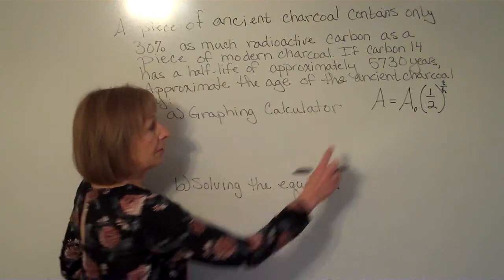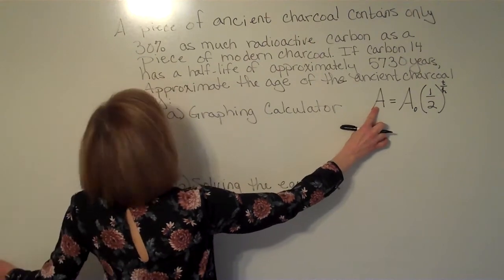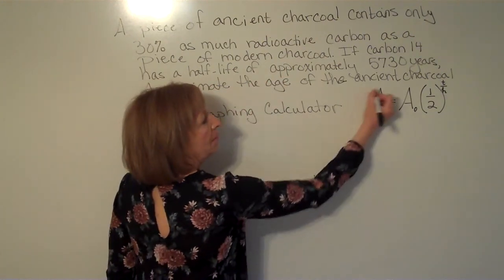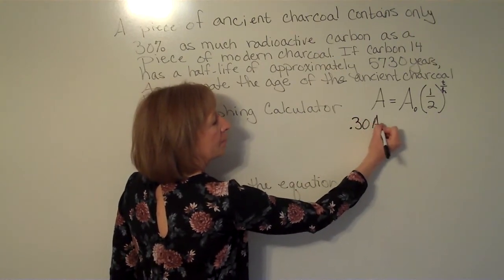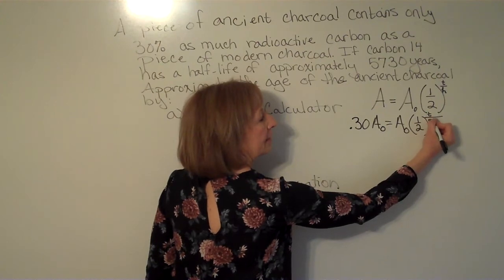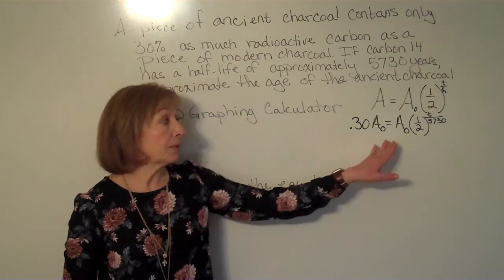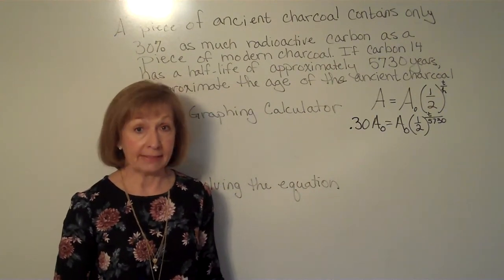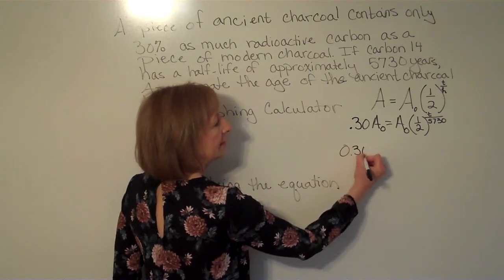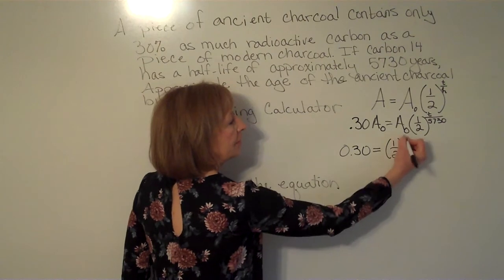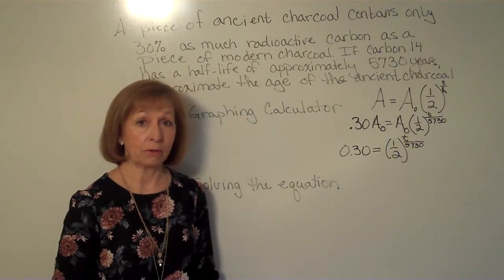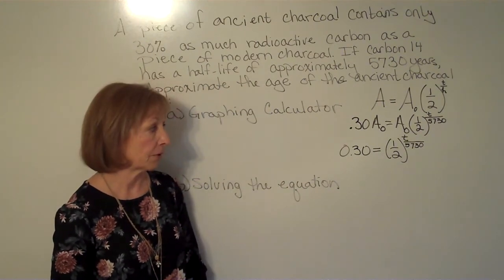So for the graphing calculator, the first thing we look at is the amount now says that it's 30% as much radioactive carbon as a piece of modern charcoal. So the amount now is 30% as much as the original amount. And remember, H is 5,730, so I can put that in. Now, it originally had carbon-14 in it, so A sub 0 can't be 0. Then I can divide both sides by A sub 0 and get that 0.30 is equal to 1/2 to the T over 5,730 power. And again, I can divide both sides by A sub 0 because I'm not dividing by 0, since there was some carbon-14 to start with.